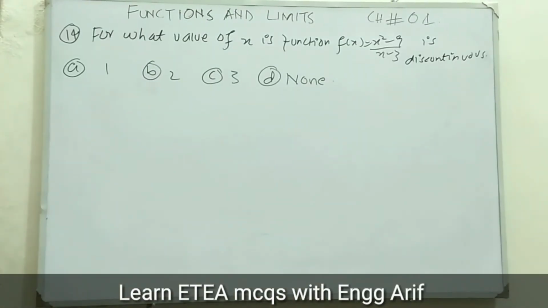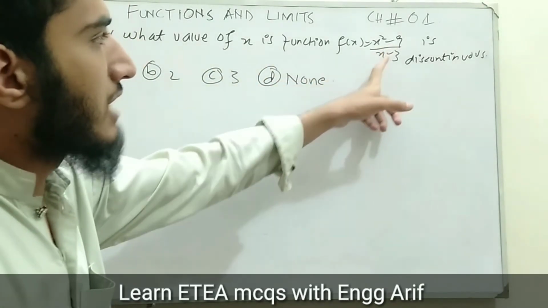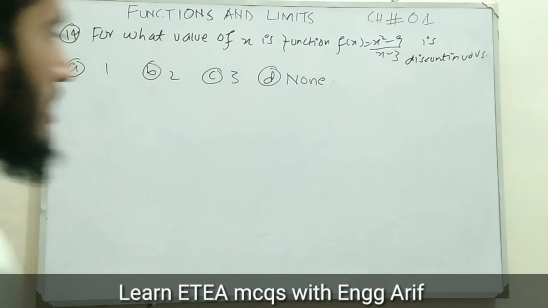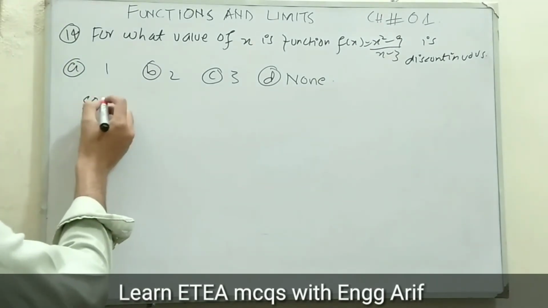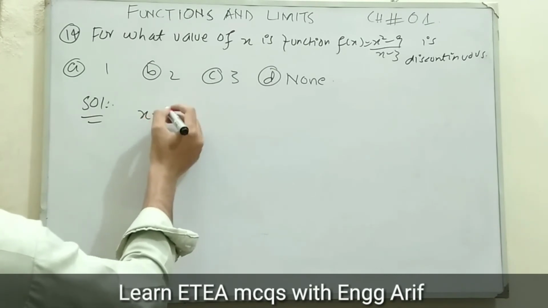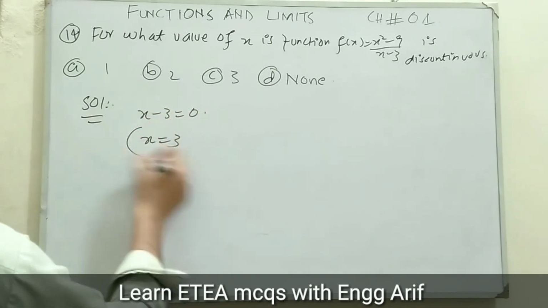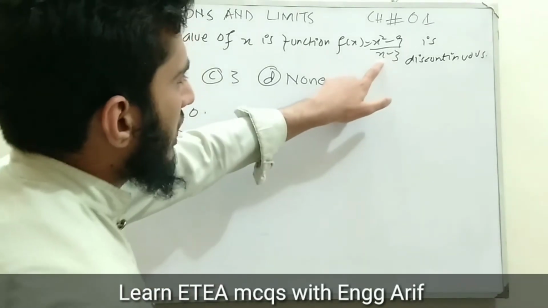Now move toward MCQ number 14. For what value of x is the function f of x is equal to x square minus 9 over x minus 3 discontinuous? So you know that the function will be discontinuous only if we make the denominator equal to 0. So the denominator x minus 3 is equal to 0. So shift minus 3 to the right hand side, it becomes x is equal to 3.